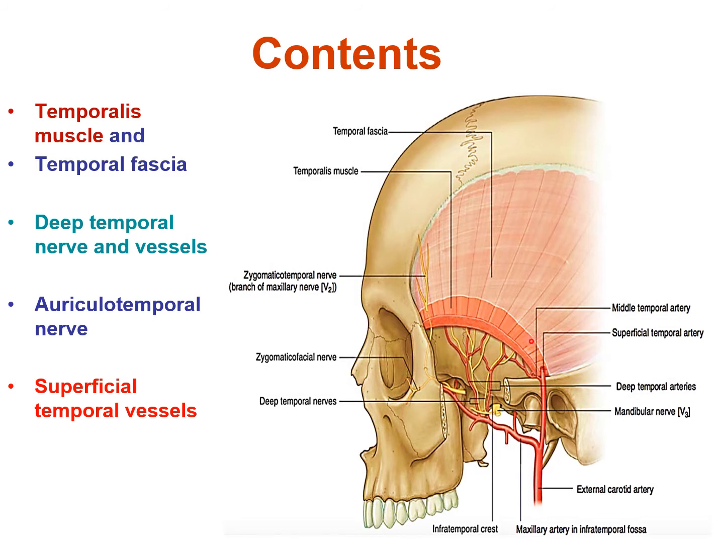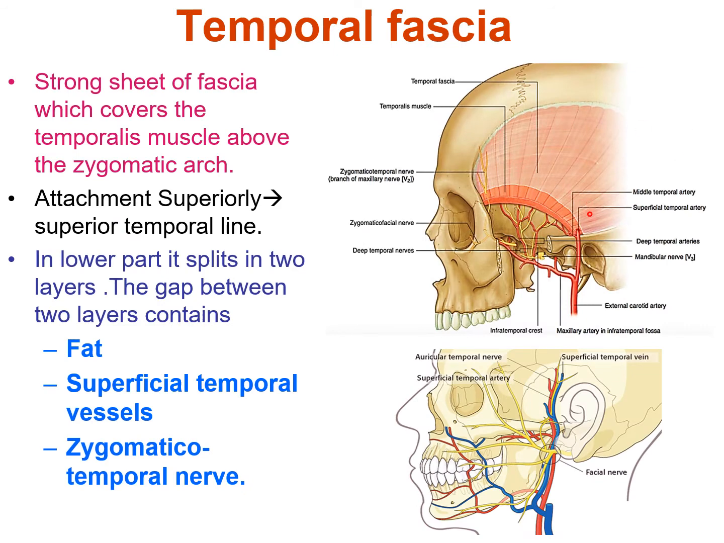The temporalis muscle is supplied by the deep temporal nerves and superficial temporal vessels. And we'll also be talking about the auriculotemporal nerve. The temporal fascia is a strong sheet of fascia which covers the temporalis muscle above the zygomatic arch. So the temporal fascia is a thick aponeurotic sheet roofing over the temporal fossa. It is single layered in the upper part and it is attached to the superior temporal line. Inferiorly, it splits into two layers, attaching itself to the outer and inner lip of the zygomatic arch.